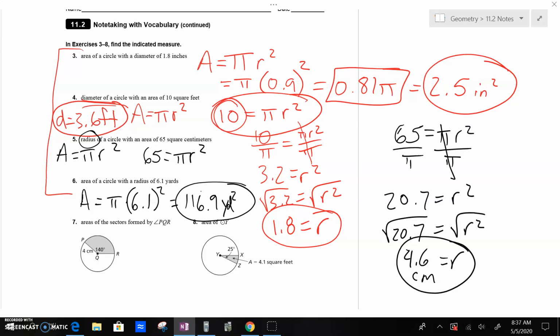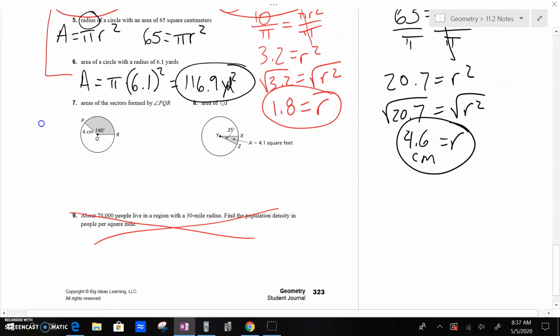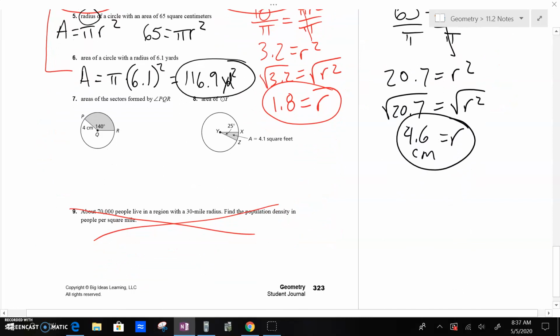All of those are just different ways in which you can use the area equals pi r squared. Numbers 7 and 8 are the areas of the sector. So these are a little trickier. Here they want the area of the sector formed by PQR, the shaded area. And again, the thought process there being we're going to get the area of the whole circle. That's pi r squared. And let's actually do that. They tell us the radius is 4. So let's go pi times 4 squared. So that's going to be 16 pi.